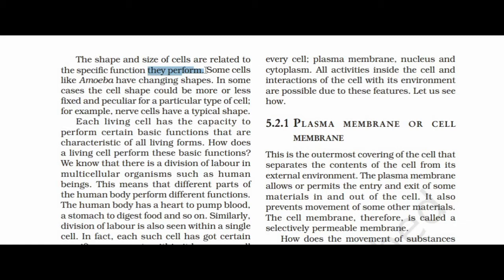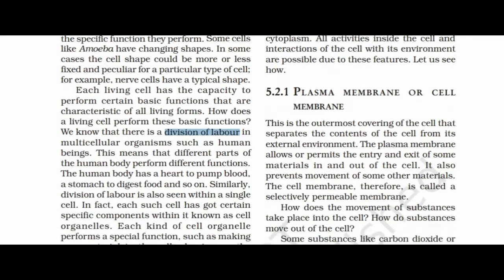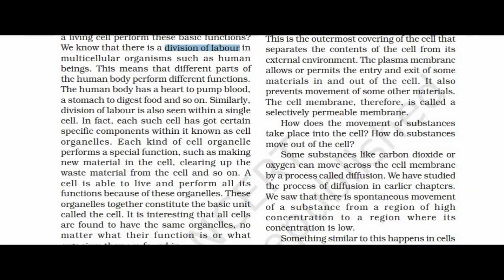How does a living cell perform these basic functions? We know that there is a division of labor in multicellular organisms such as human beings. What is meant by division of labor? Division of labor means whatever work is there, it is divided. It is not done by any one organ. This means that different parts of the human body perform different functions. Like the human body has a heart to pump blood, a stomach to digest food, and so on.